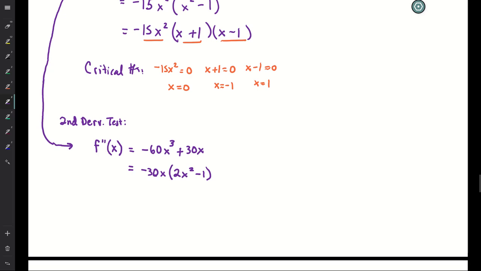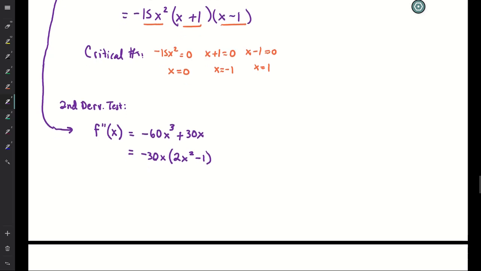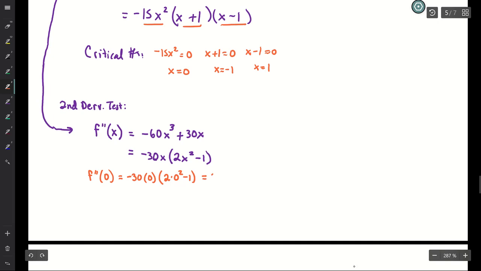Now what we're going to do is use the second derivative, and plug our critical numbers into the second derivative to see what the results yield. So we're going to evaluate the second derivative specifically at the critical numbers. We're going to do it at 0 first. That'll be negative 30 multiplied by 0, and then multiplied by 2 times 0 squared minus 1. Well, negative 30 times 0 yields 0, and then if I multiply 0 by the other group of stuff, I will get 0. That means I'm going to get no information there.